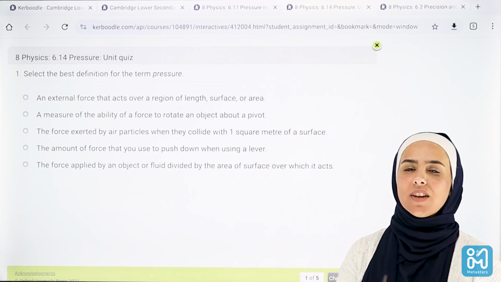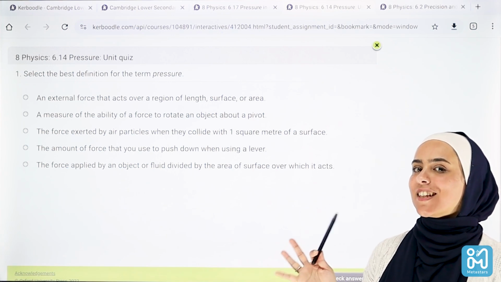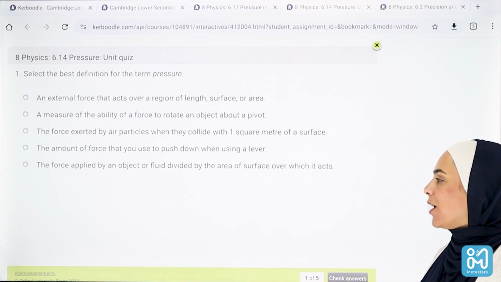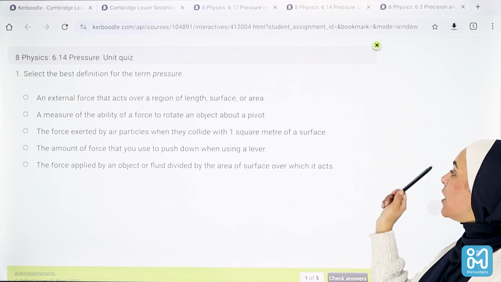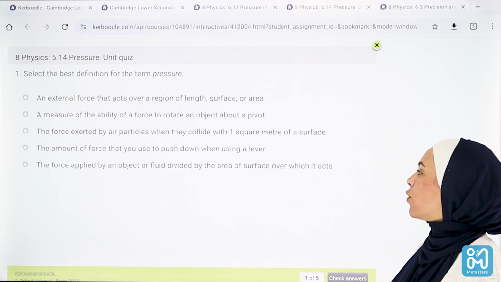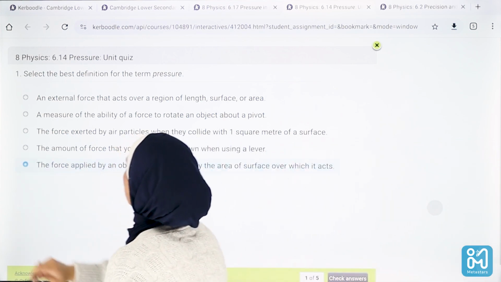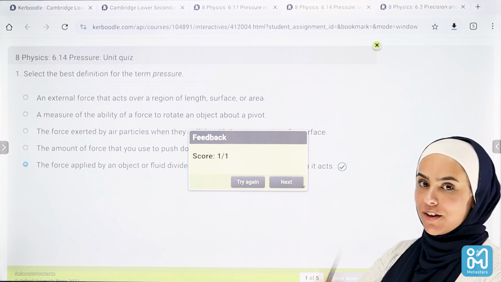Please pause it. Test yourself. 1, 2, 3, 4, 5, 6, 7, 8, 9, 10. Of course, the pressure is the force that is applied by an object or a fluid. The fluid means gas or liquid, divided by the area of surface over which it acts. And this is the right answer. Let's check the answer. And we got the first point.